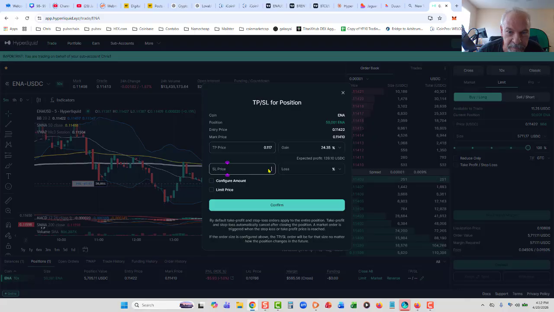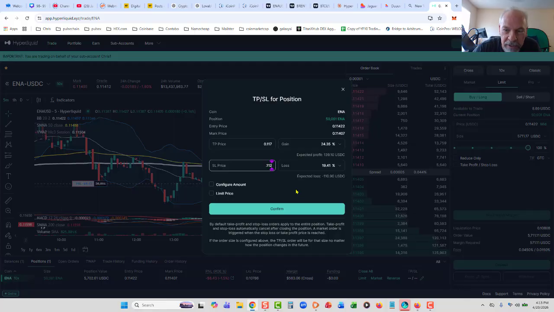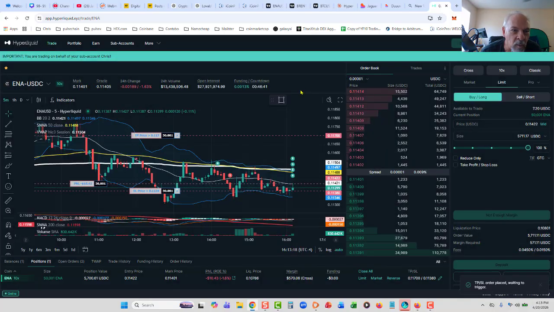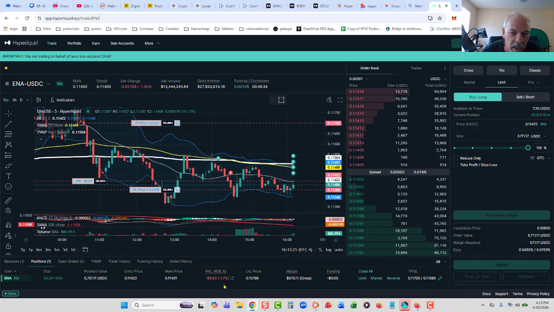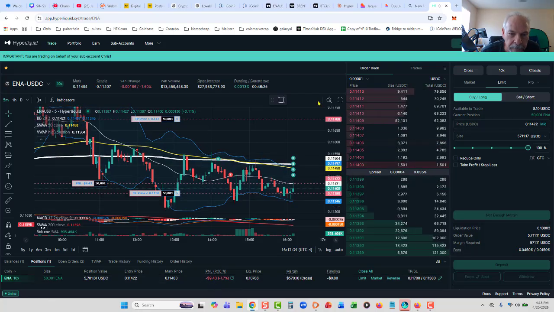So stop loss at 0.1138. That's a $20 stop loss, a 3% move. That's your risk. Your reward is a lot higher, and let's confirm that. And you can see right now we are at constant P&L. We're minus $9.93, and this moves pretty quick. So I'm going to pause this video. This will be a 10, 15, 20 minute trade, and I'll be right back.